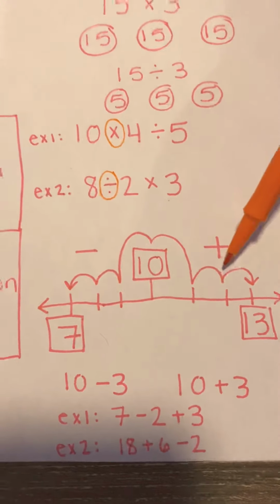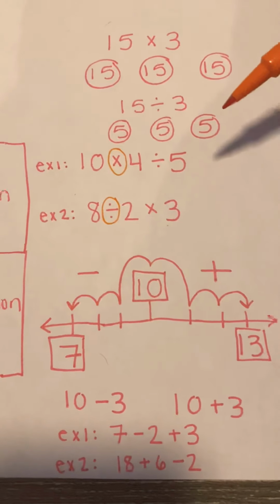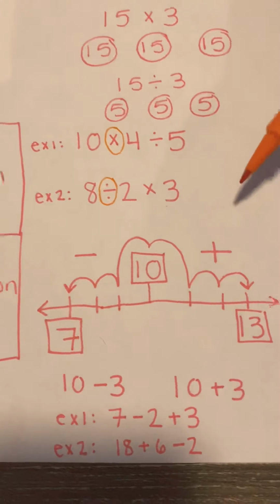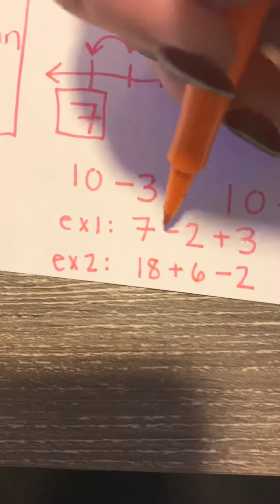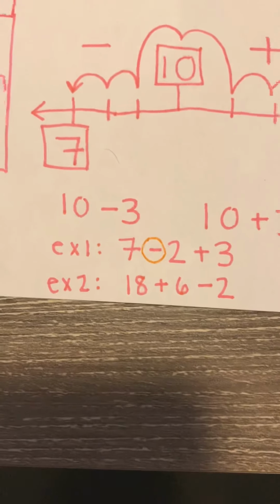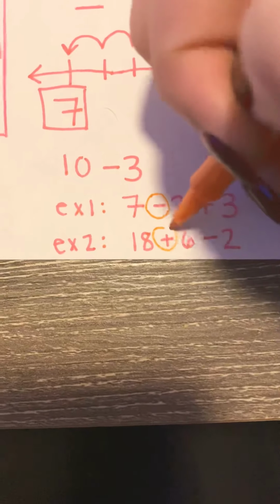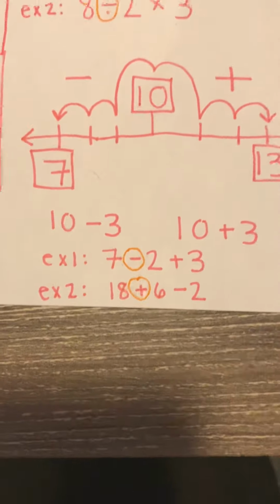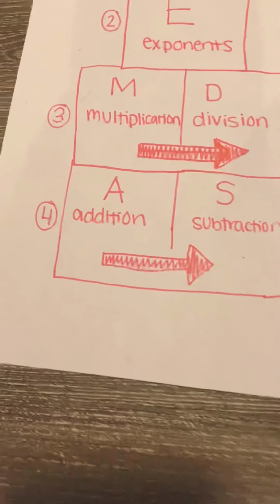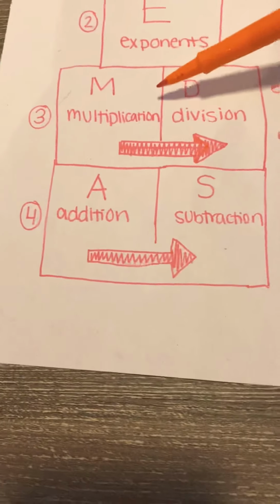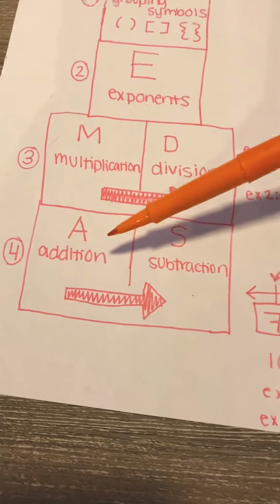Addition and subtraction, just like multiplication and division, are inverse operations, so they're just the opposite. One doesn't have more power than the other. So in these two examples, the first one, I would be doing subtraction first because it's the first symbol in the problem. In the second example, I would be doing addition first because it's the first symbol in the problem. So depending on what the problem is, sometimes they'll be doing division first, sometimes it will be multiplication, sometimes they'll be doing subtraction first, and sometimes it will be addition.